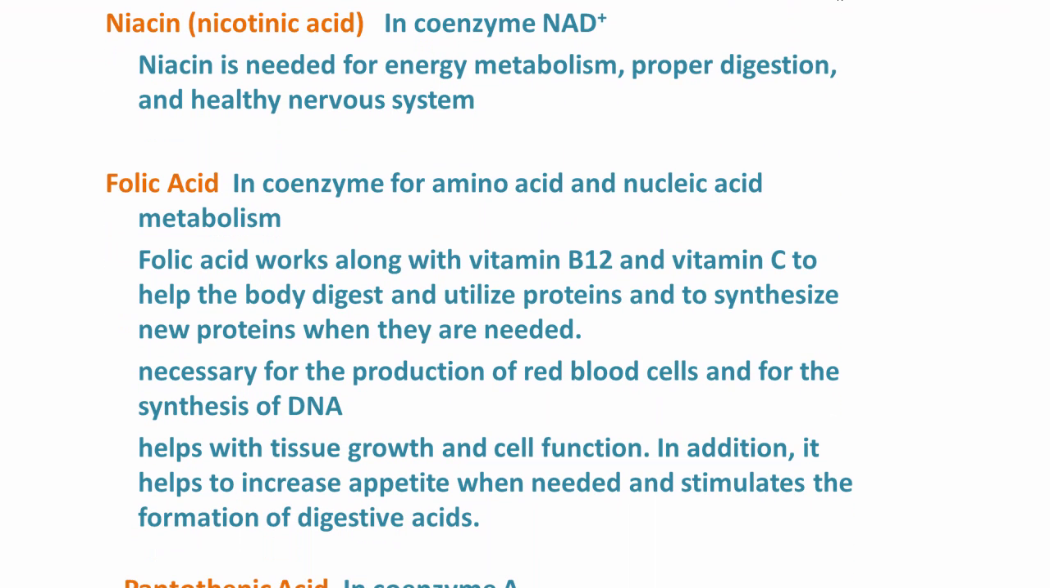Niacin. This is in a coenzyme, NAD+. We'll talk about that later. And niacin is very important. It's needed for energy metabolism, which we're going to talk about a little bit later, proper digestion, and it's also great for a healthy nervous system.